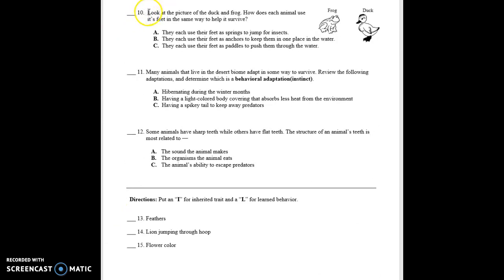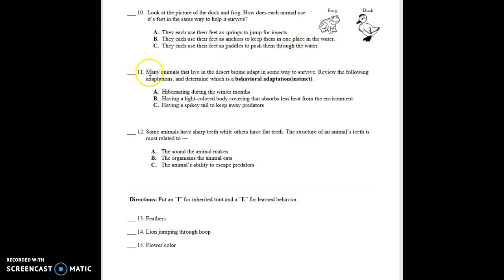Number 10. Look at the picture of the duck and frog. How does each animal use its feet in the same way to help it survive? A. They each use their feet as springs to jump for insects. B. They each use their feet as anchors to keep them in one place in the water. C. They each use their feet as paddles to push them through the water.